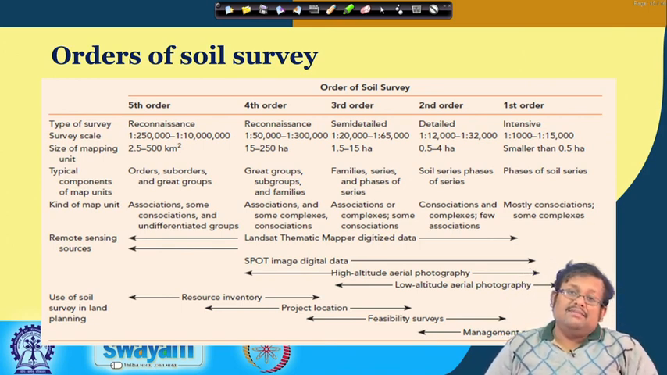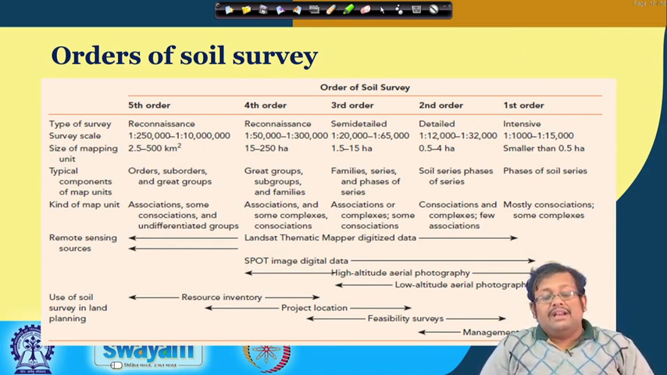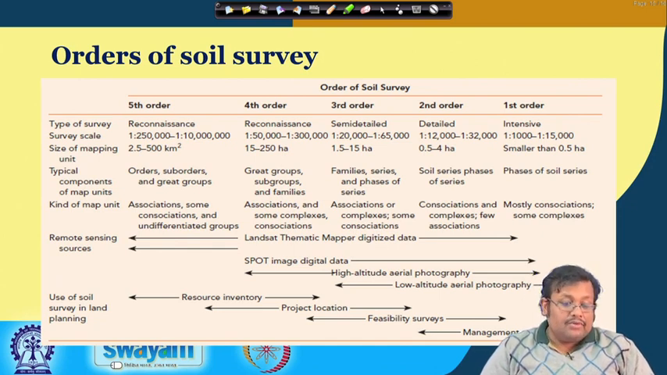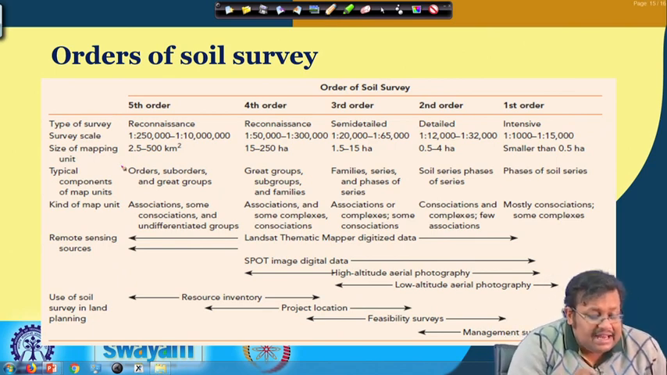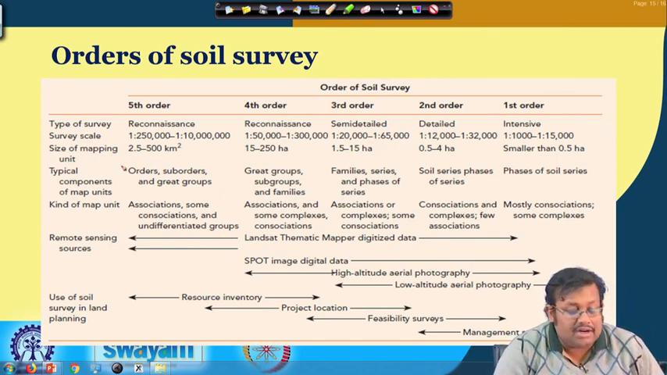So the soil survey can be divided into several orders. Actually, the soil survey can be defined in 5 different orders, starting from first order, then second order, third order, fourth order, and fifth order. So let us see them. The survey scale varies from first order to fifth order.